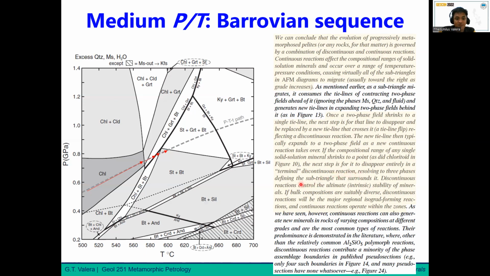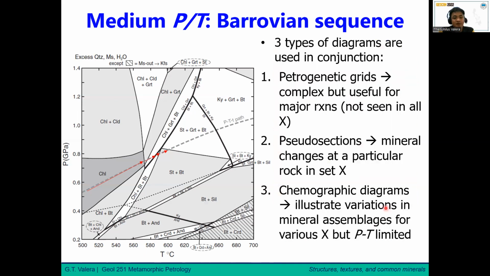Resolving through three phases defining the subtriangle that surrounds it. Discontinuous reactions control the ultimate stability of minerals. And if bulk compositions are suitably diverse, discontinuous reactions will be the major regional isograd forming reactions, and continuous reactions operate within these zones. Okay? Ayan. So, three types of reactions are used in conjunction. Ito yung in practice, ganito ideally tinitignan yung metamorphic rocks.